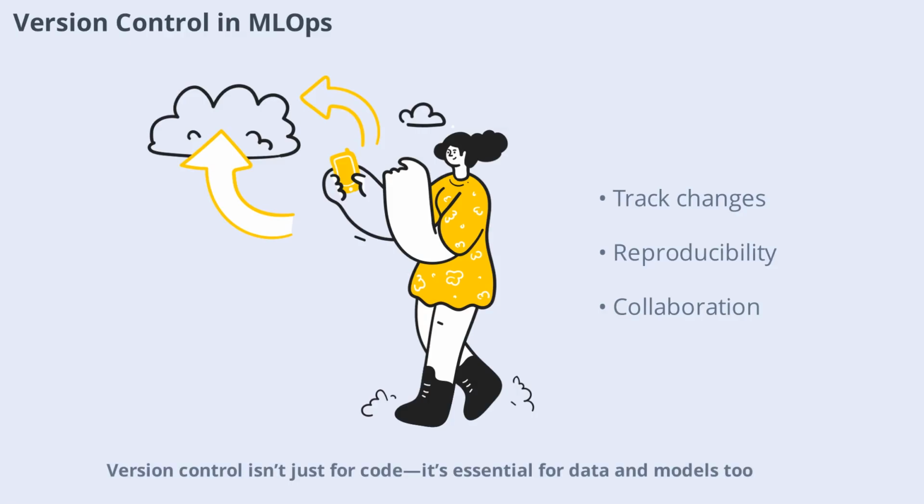Version control isn't just for code, it's essential for data and models too. By tracking changes in datasets, model parameters, and code, teams can reproduce results, collaborate more effectively, and roll back to previous versions if needed. Tools like Git, DVC, and MLflow are commonly used to manage this complexity in MLOps pipelines.